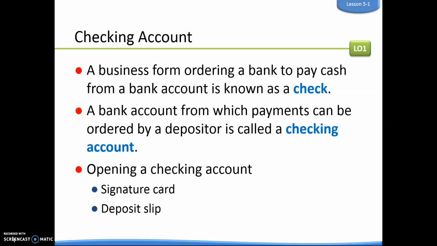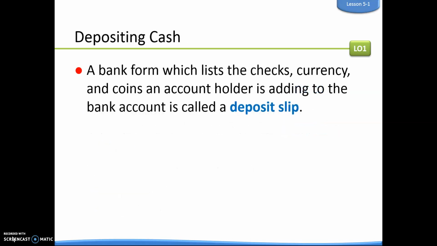A business form that orders a bank to pay cash from a bank account is known as a check. And the bank account from which those payments come from is called our checking account. Now, when you open a checking account, there's a couple of things that you're going to have to do. You're going to have to fill out a signature card, and you're also going to have to fill out a deposit slip. The deposit slip is a special bank form that lists the checks, currency, and coins an account holder is adding into the bank account.